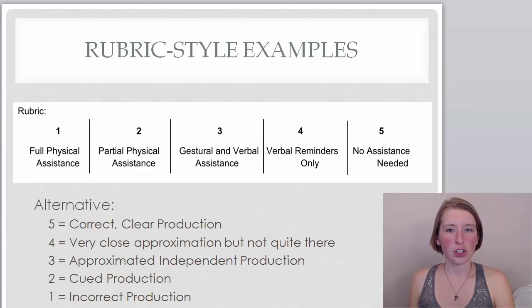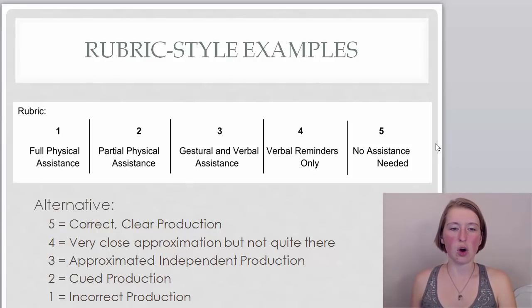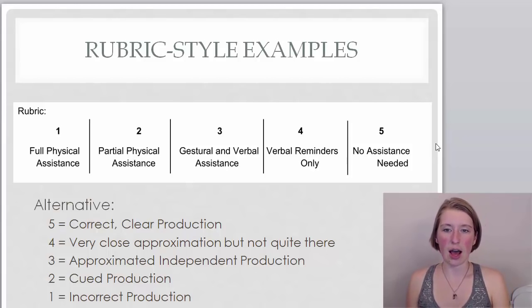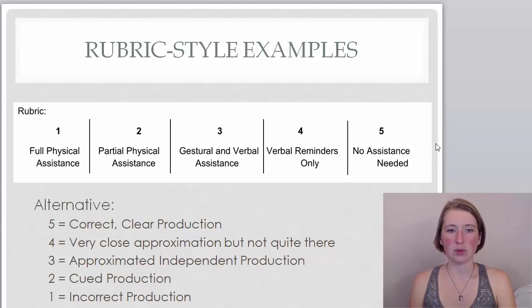All right, so here's an example of the rubric style scoring. So this one would be if you're having a child do something, like following directions or participating in something. This scale here is going to indicate how much assistance they needed and how independent they were at doing that skill. Now you can write anything you want below these numbers here. This is just an example of how this works for a certain type of therapy.